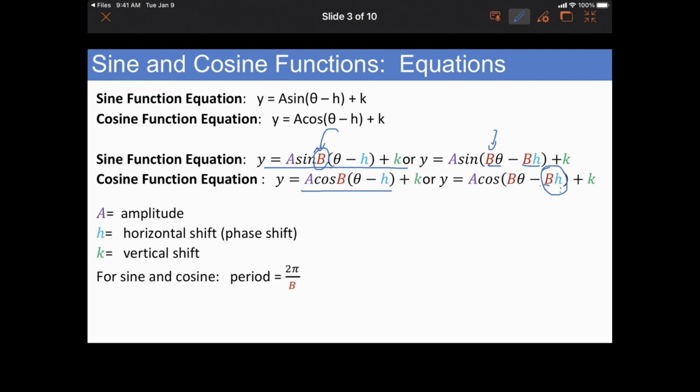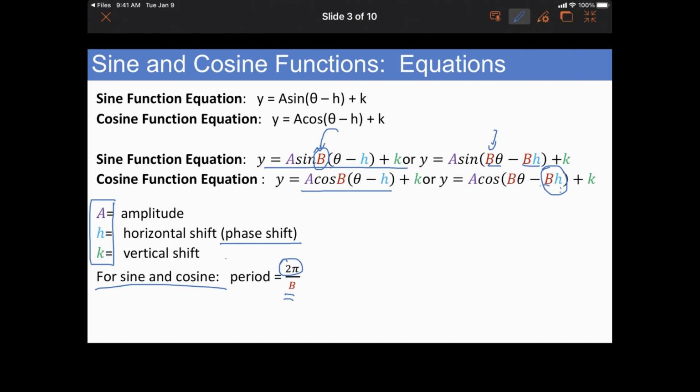So we can see the key for the variables here. A is our amplitude, H is our horizontal shift, also known as a phase shift. K is our vertical shift, moving up and down. And for sine and cosine, to find the period, you're going to do 2 pi over B. Yes, this is only for sine and cosine. Cosecant and secant are different.